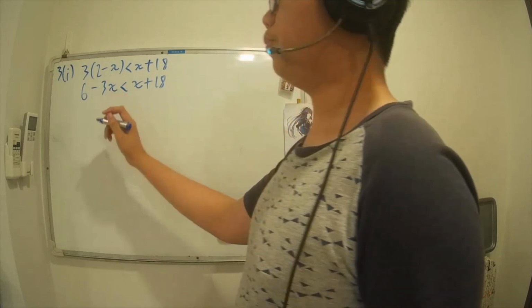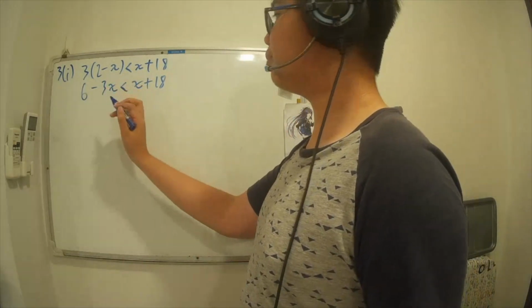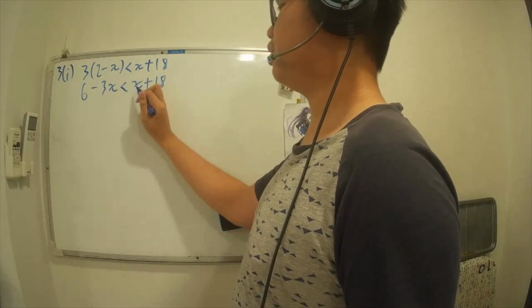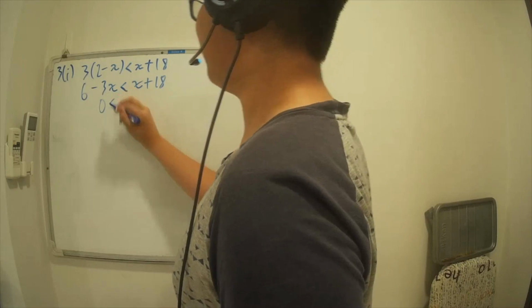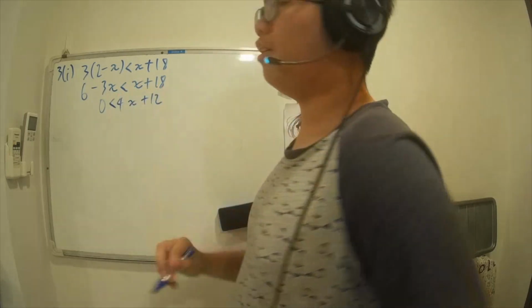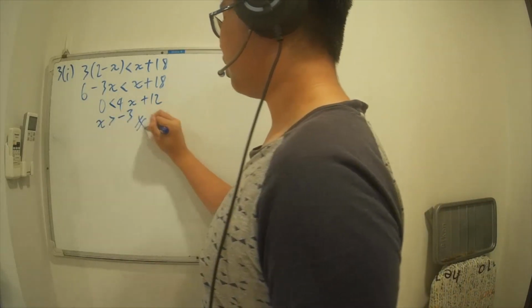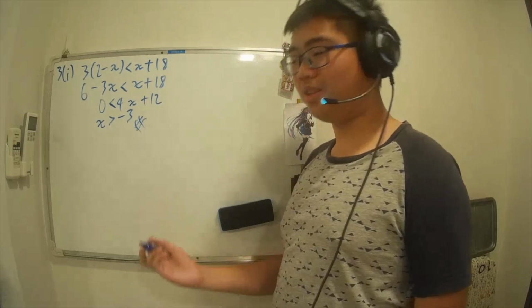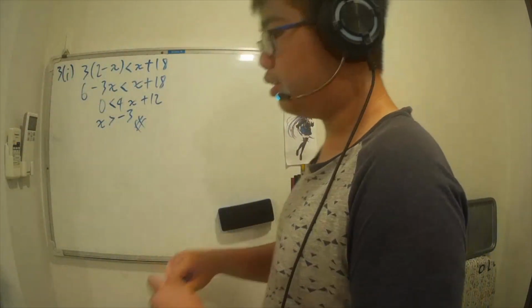And then you will add both sides 3x. Then you have 4x here, 0 is less than 4x plus 12. And then from this, x is greater than -3. That was easy, right? Yeah. Then part 2.